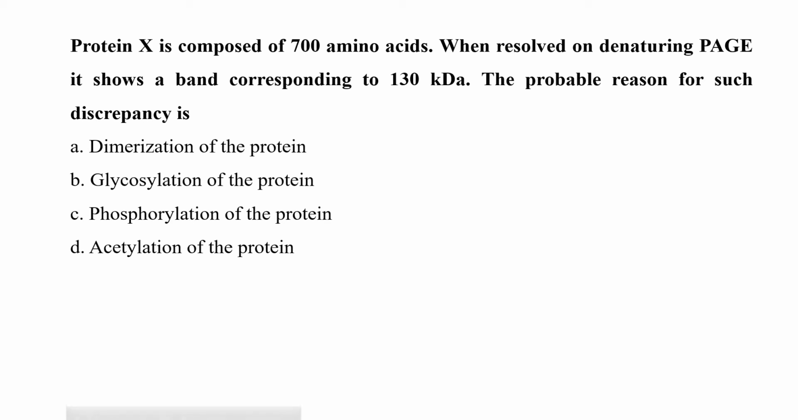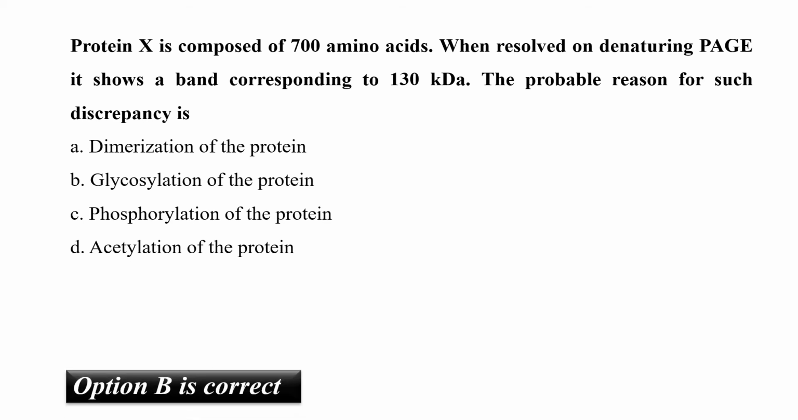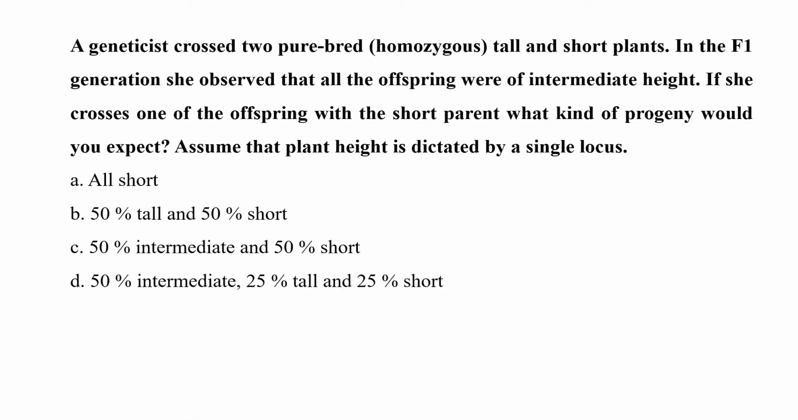glycosylation of protein. A geneticist crossed two purebred, that is homozygous tall and short plants. In the F1 generation, she observed that all the offspring were of intermediate height. If she crosses one of the offspring with a short parent, what kind of progeny would you expect? Assume that the plant height is dictated by a single locus.